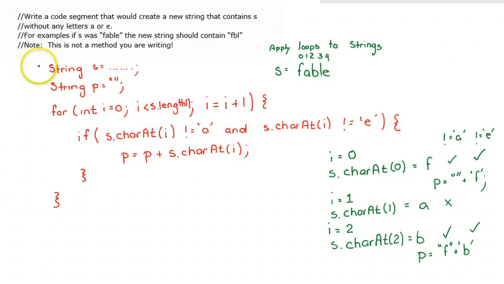So again, string S is a string that I'm looking at. String P is my new string I'm creating. And I write this loop. This loop is, I'm going to start at index 0. I'm going to go as long as it's less than the length. And I'm going to increase I by 1 each time. Here's my if statement. If s.charAt(i), so if the character in the index we're looking at is not A, and s.charAt(i) is not E, we then add that character to P.